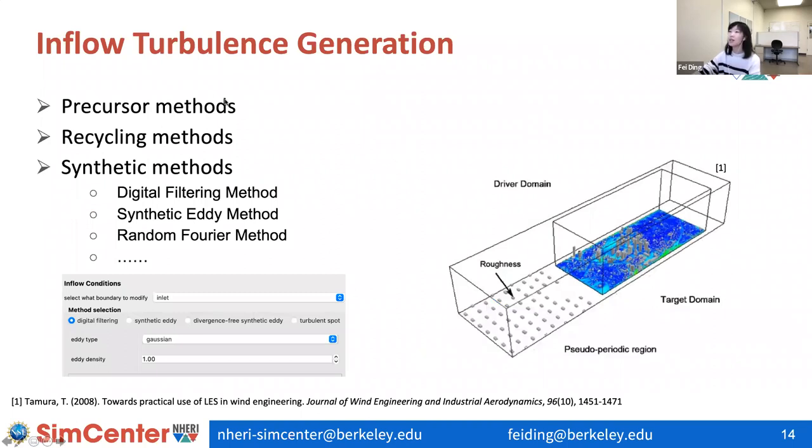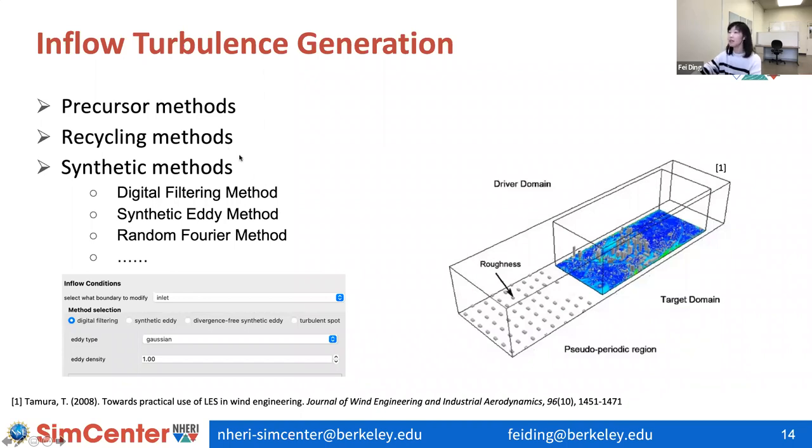So inflow turbulence generation can generally be categorized into three groups. First, precursor methods. You first run a preliminary simulation, get the data downstream for the fully developed flow, and use that flow as an inflow condition for another simulation once you put the building model in your computational domain.